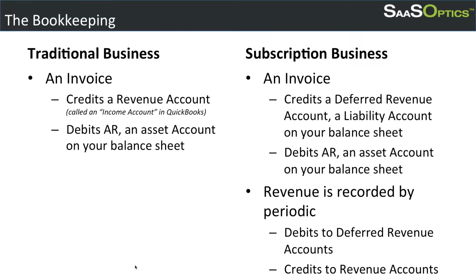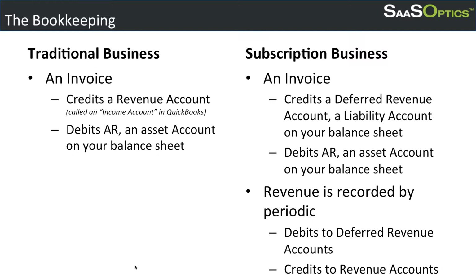So on the left, we have our traditional business, and on the right, we have our subscription business. In our traditional business, we create an invoice, and that invoice will create a credit to a revenue account. In QuickBooks, that's called an income account. Technically, it's a revenue account, or you can call it an income account. It doesn't matter. It shows up on your income statement. It's revenue. It is your sales, basically, right? So we're going to put a positive number in there.